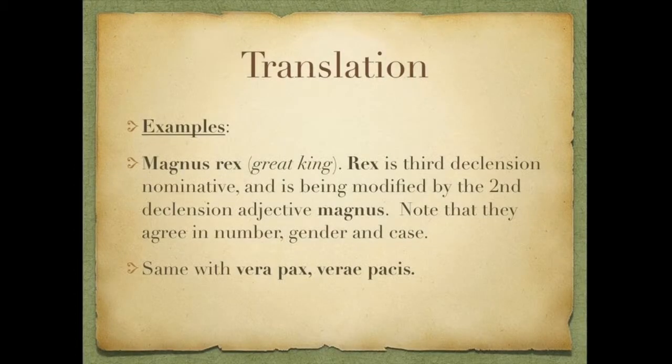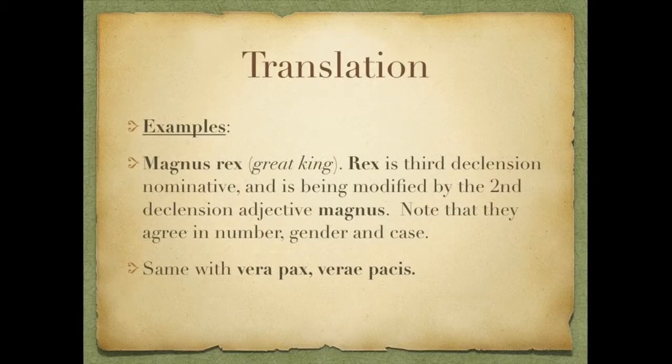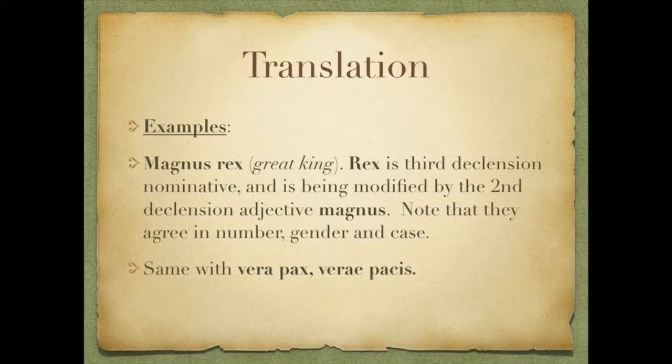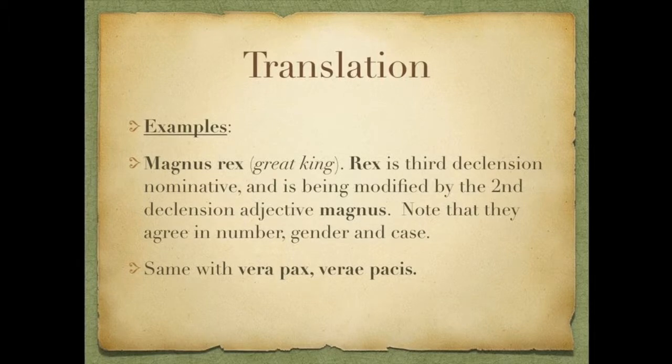So let's see a few examples of this just to clarify. We have the phrase magnus rex, the great king. Rex is a third declension noun, and it's in the nominative in this case, and it's being modified by a second declension adjective, magnus. So they don't have the same endings, but they do agree in number, gender, and case. Same would be true with the phrase true peace, vera pax. If it was in the genitive, it'd be verae pacis. So again, the endings aren't necessarily the same, but they do still agree in number, gender, and case.